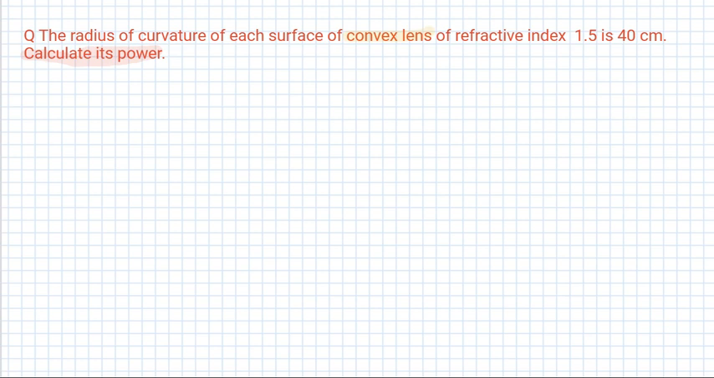What is the refractive index given? The refractive index is 1.5. Apart from refractive index, what is the radius of curvature? The radius of curvature is 40 centimeter. So if we want to take visual help, suppose you have a convex lens, like this one.